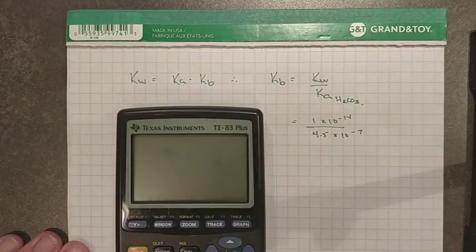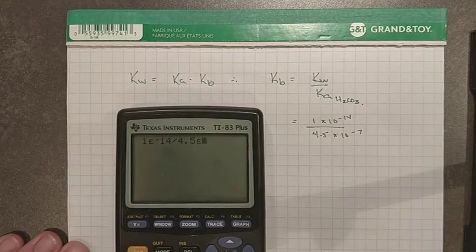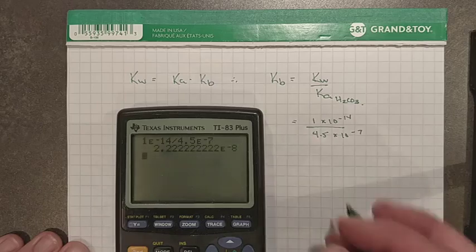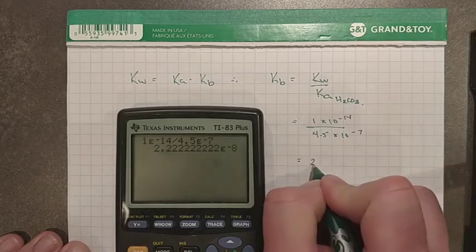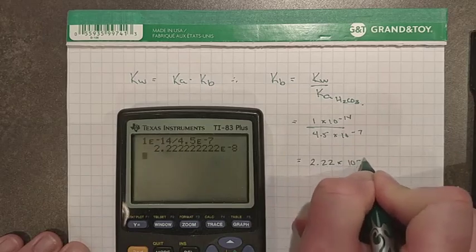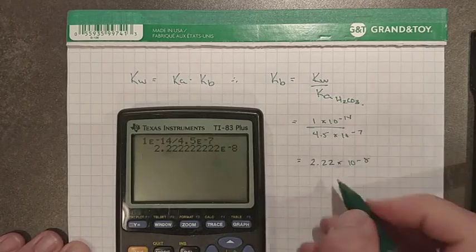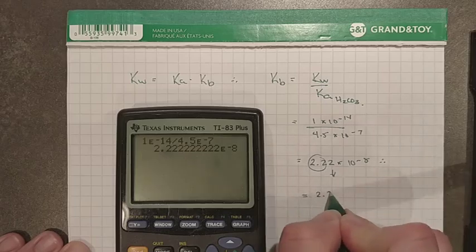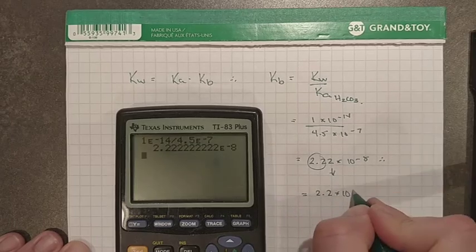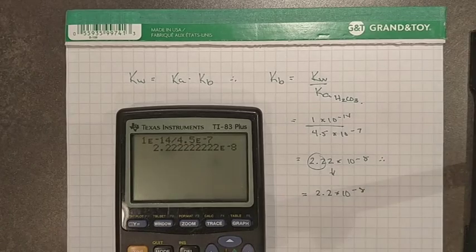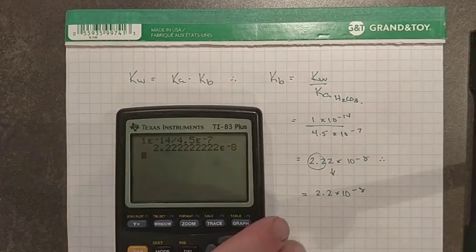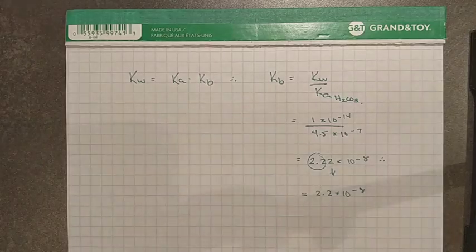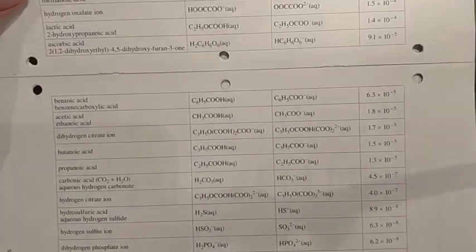We'll put those into our calculator here. 1 times 10 to the negative 14 divided by 4.5 times 10 to the negative 7. And it spits out 2.22 times 10 to the negative 8. We're limited to 2 digits here, and so that will round down. And you can see that we match the answer in your notes as 2.2 times 10 to the negative 8. That is the missing value that we don't have in our data table.